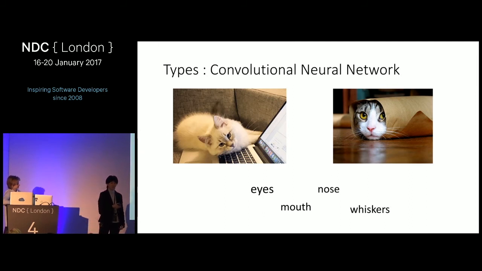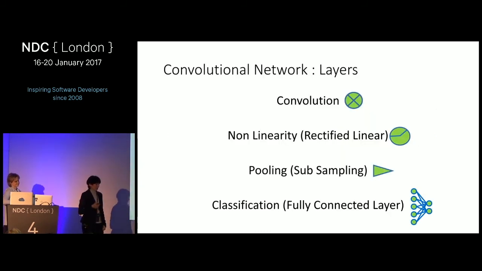So we can use it to recognize those objects later in time. Each convolutional network consists of 4 basic layers. And those layers are convolution, nonlinearity, pooling, and classification. And we will walk through each of them in a very detailed manner.